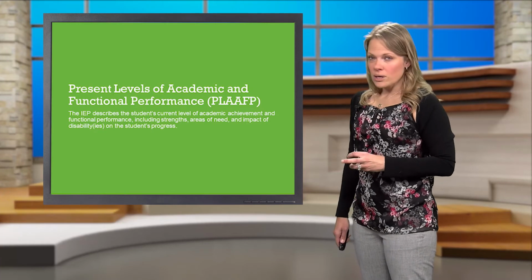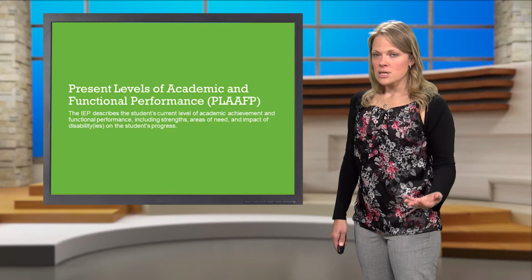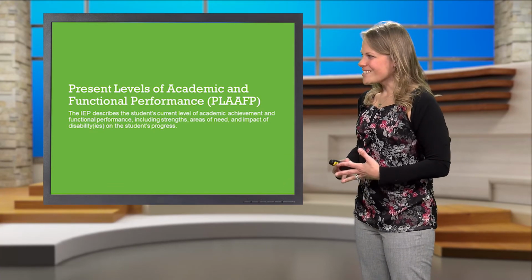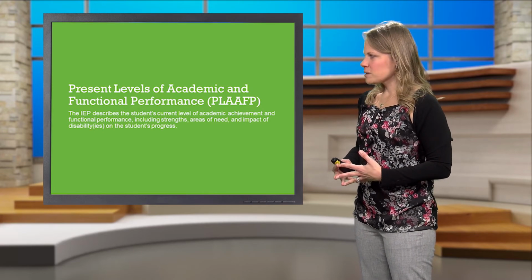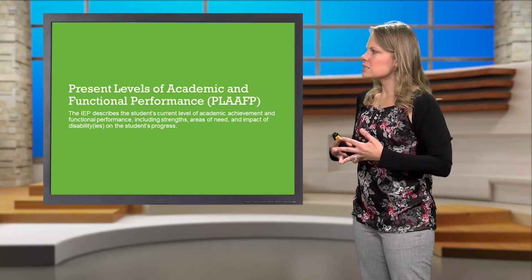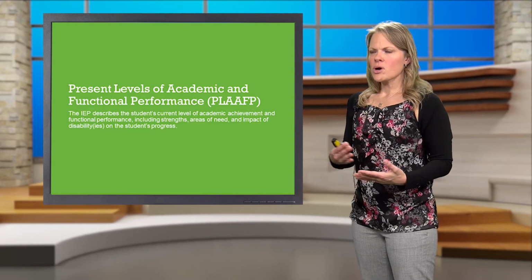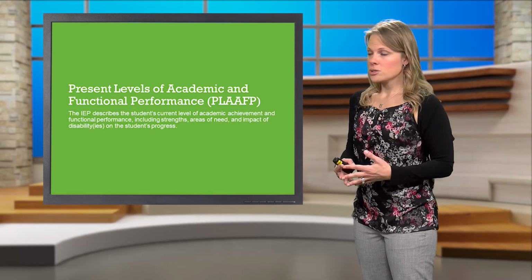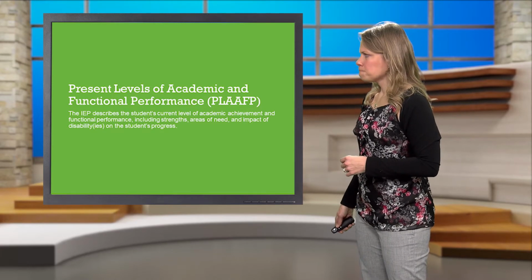We need to know and understand what a student's strengths are so that we can use those and build on them in order to be able to work on areas of need. Obviously, an IEP exists to make sure that we're addressing areas of need. So those need to be listed quite clearly. And then also we need to know the disabilities that this student has. How is that impacting their progress toward general education content and their participation in a general education setting? All things we need to target within an IEP.